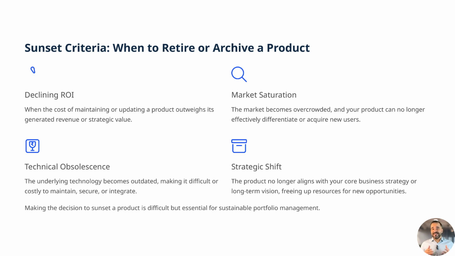Furthermore, align sunset decisions with strategic priorities. Shifting focus toward emerging markets, new technologies, or core offerings may warrant reallocating resources away from declining assets. Finally, incorporate customer impact and transition plans into your criteria. Ensure that sunsetting minimizes disruption, preserves goodwill, and facilitates migration to alternative solutions. By systematically evaluating ROI decline, market dynamics, technical debt, strategic alignment, and customer experience, you create a robust framework for sustainable portfolio management that balances innovation with operational efficiency.